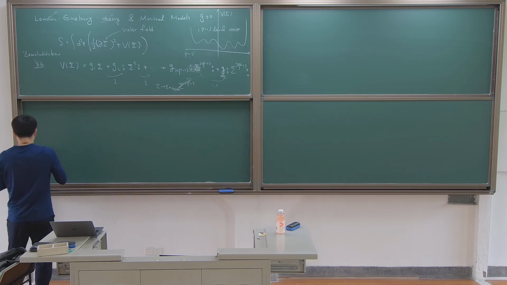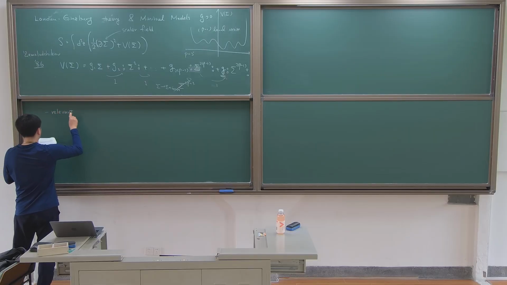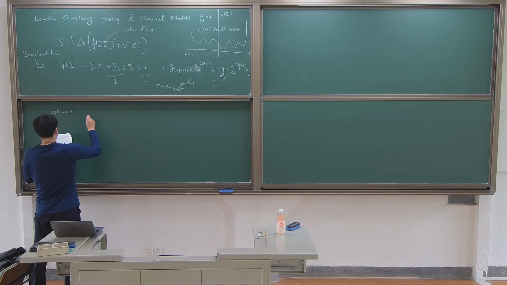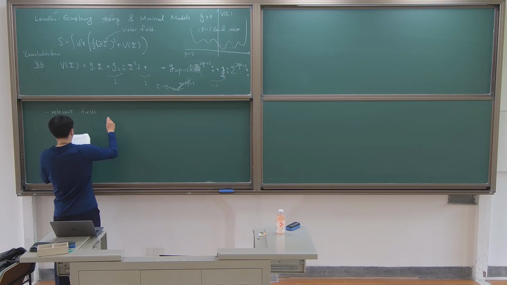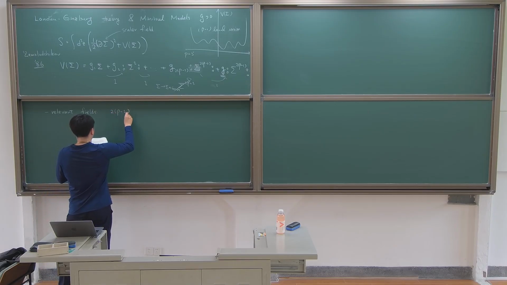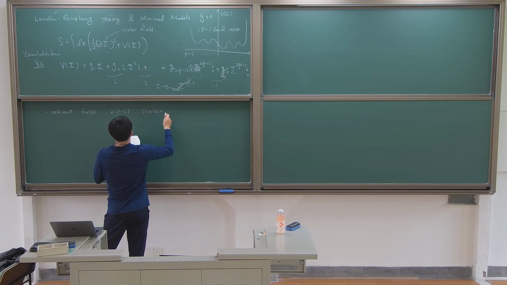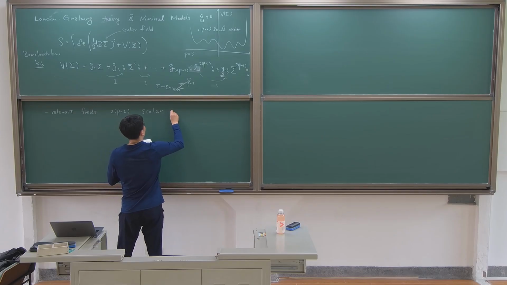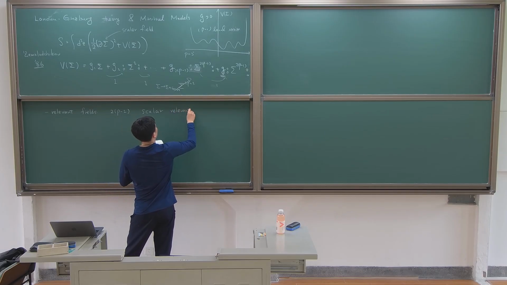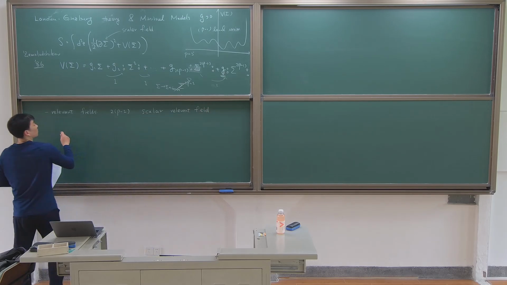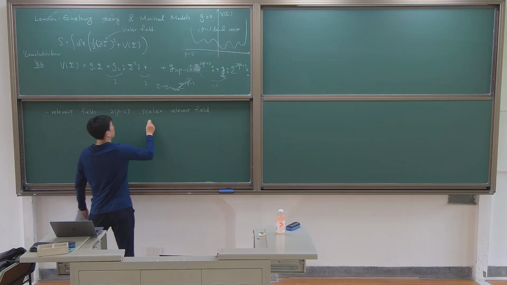So the theory has relevant scalar fields. The relevant fields number 2 times p minus 2 scalar relevant fields.